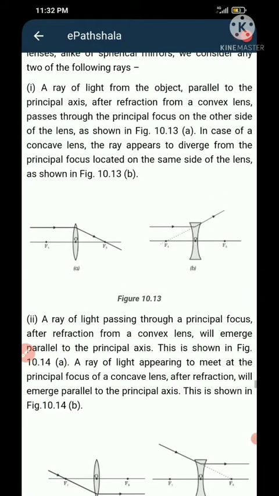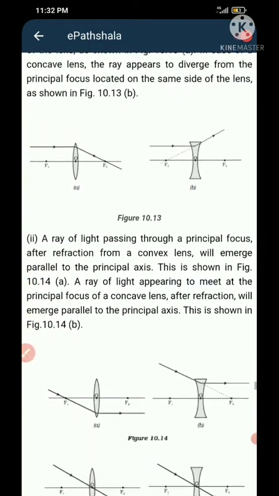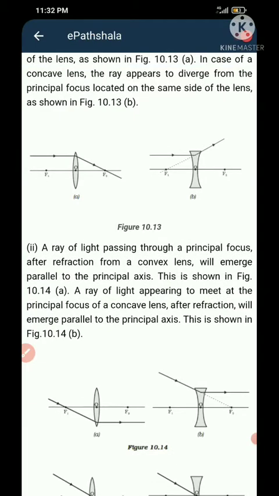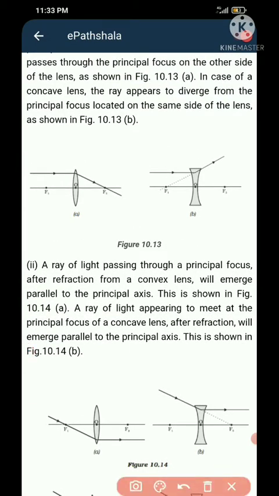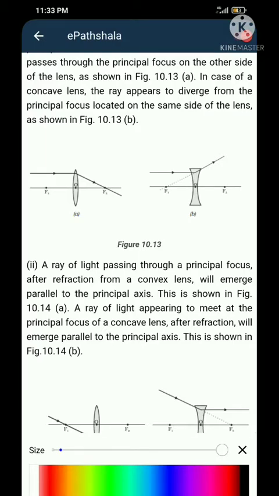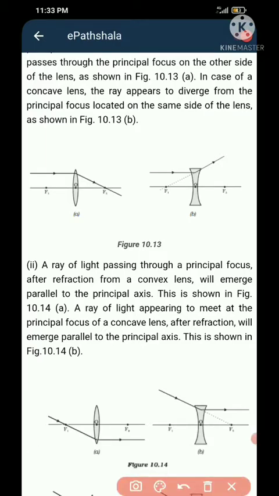What is the basic rule for line drawing? You have to learn some basic rules which are very important to understand. When light strikes parallel to the principal axis, it passes through its focus. This is also applicable for a diverging lens: it diverges, but appears to meet at a virtual focus. So very simple, when light strikes any lens parallel to the principal axis, after refraction it passes through its focus.